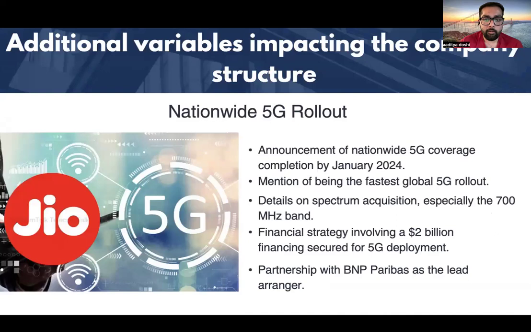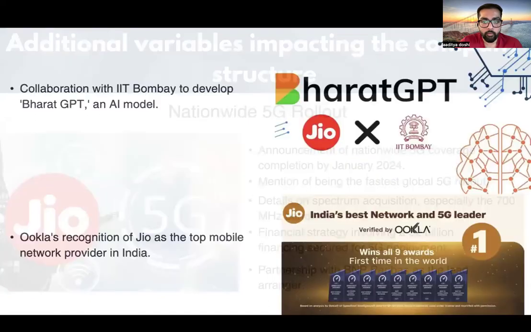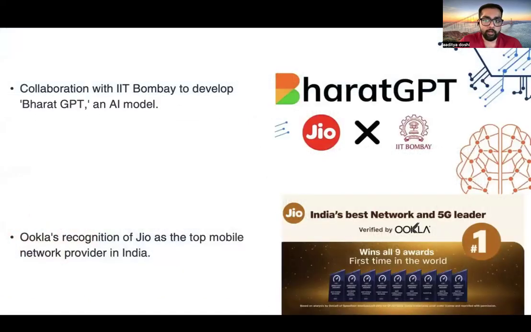An additional variable impacting the company structure is the announcement of the 5G network, which was done recently in January 2024. It claims to be the fastest global 5G network, with a partnership with BNP Paribas as a lead arranger. Jio has also collaborated with some big giants in India, such as IIT Bombay, to develop Bharat GPT as an AI model. It has also got recognition from Ookla as the top mobile network provider in India.